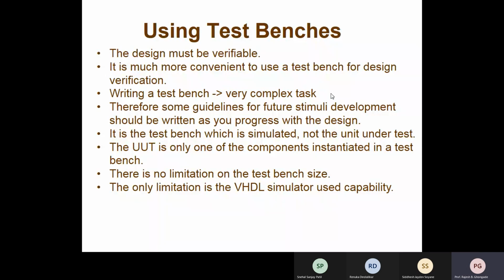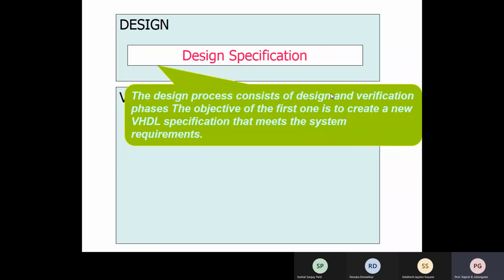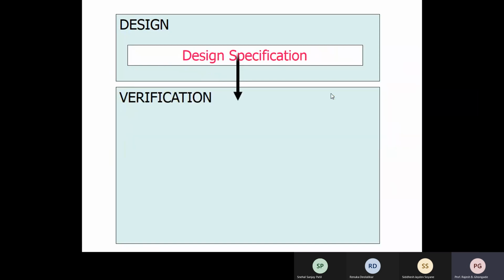There is no limitation on the test bench size. So this is one important thing. The only limitation is the VHDL simulator which is used, and its capability. So this is how you start design specification. The design process consists of design and verification phases. Objective of the first one is to create a new VHDL specification that meets the system requirement.